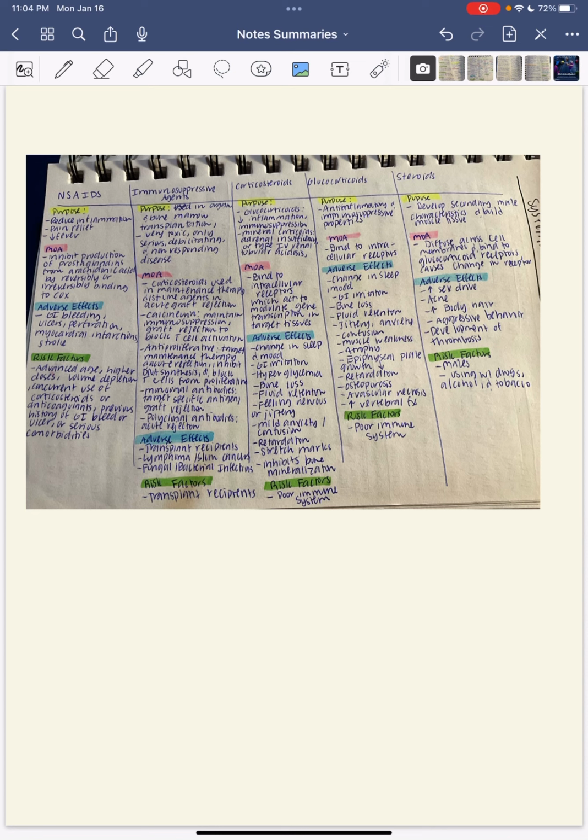The purpose of glucocorticoids is for anti-inflammatory and immunosuppressive properties. The mechanism of action is that they bind to intracellular receptors. Adverse effects include changes in sleep and mood, GI irritation, bone loss, fluid retention, jitteriness, anxiety, confusion, muscle weakness, atrophy, epiphyseal plate growth retardation, osteoporosis, avascular necrosis, and increase in vertebral fractures. Risk factors include a poor immune system.